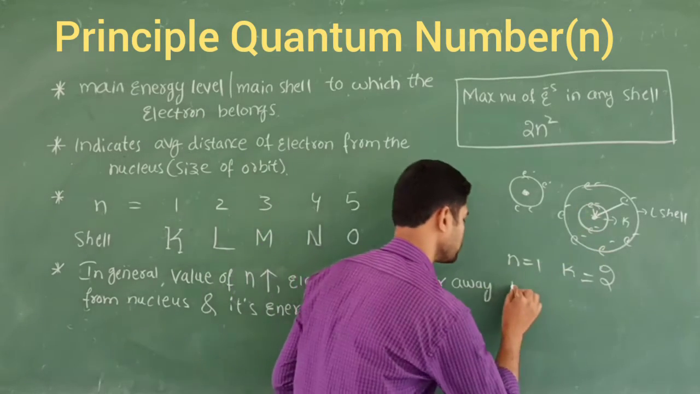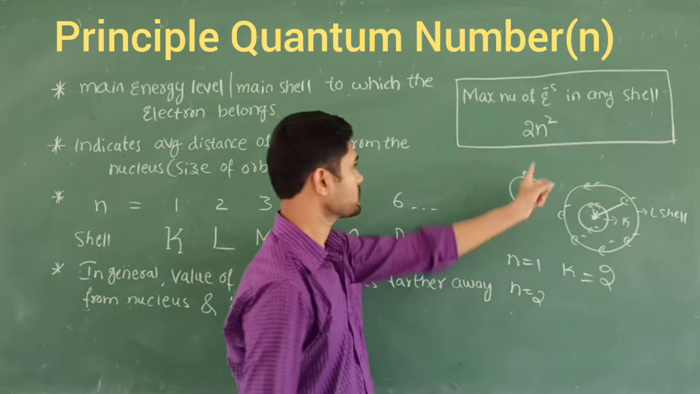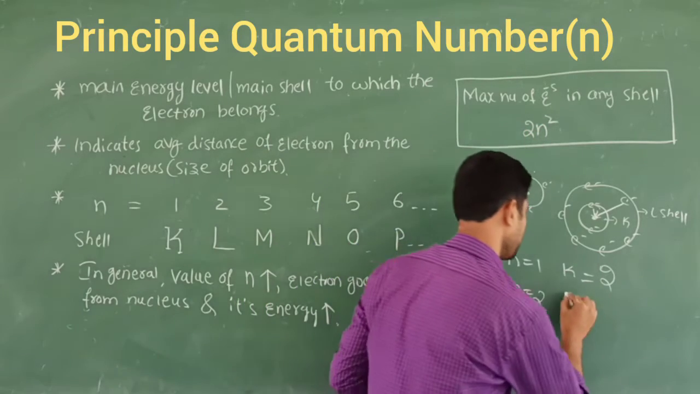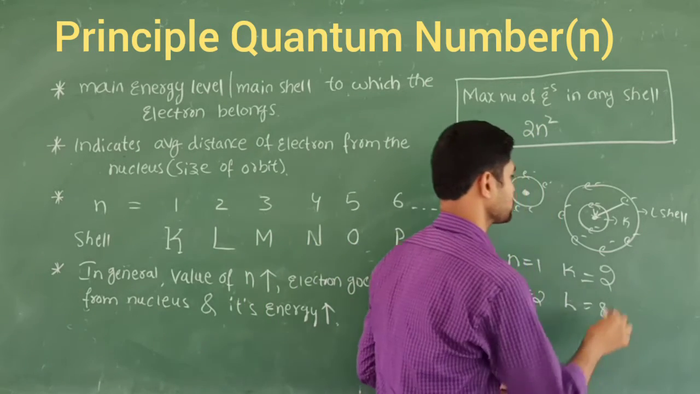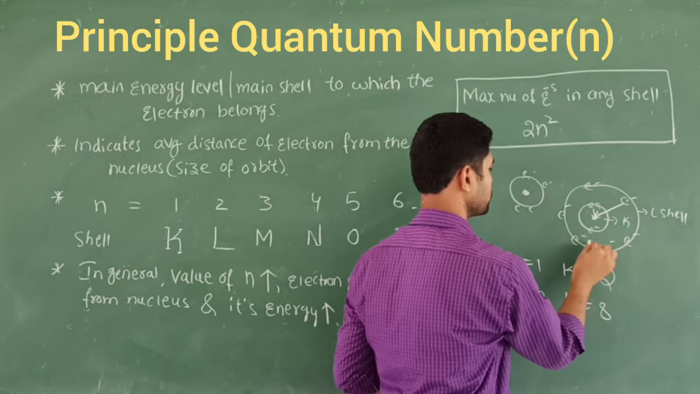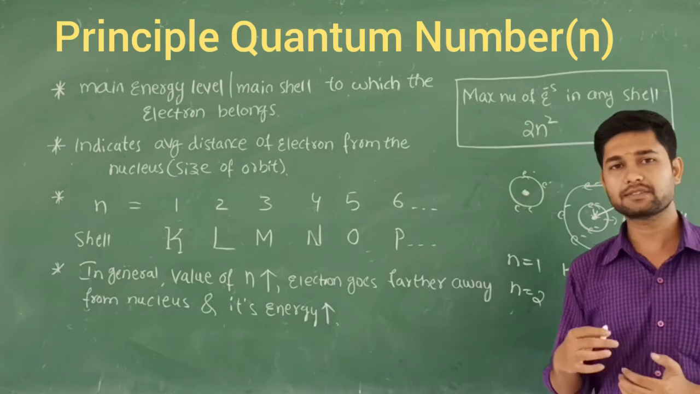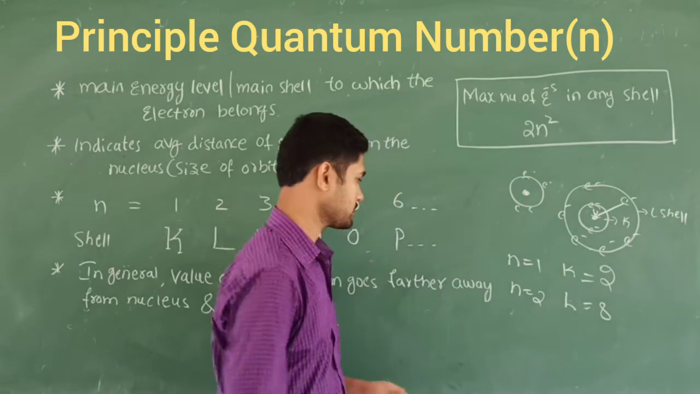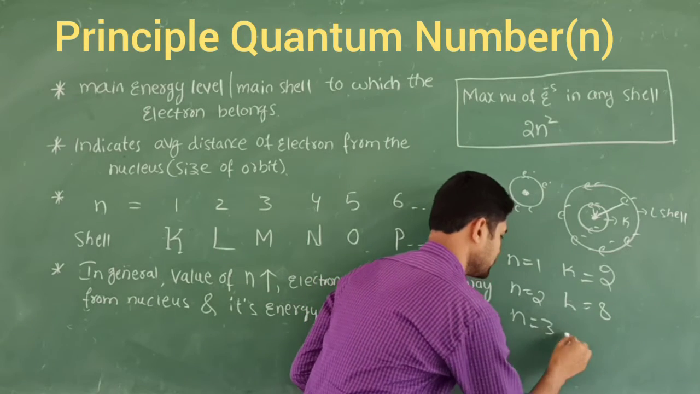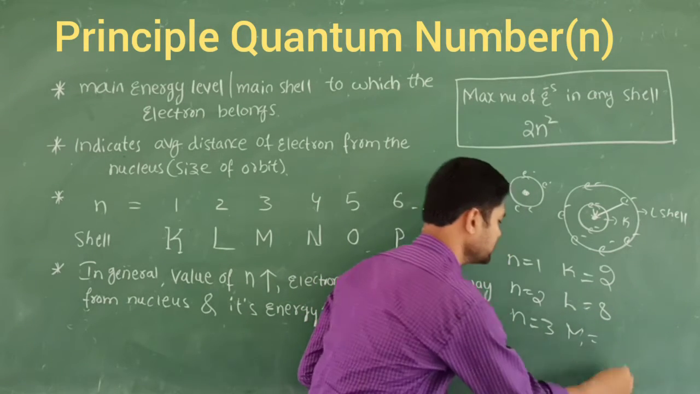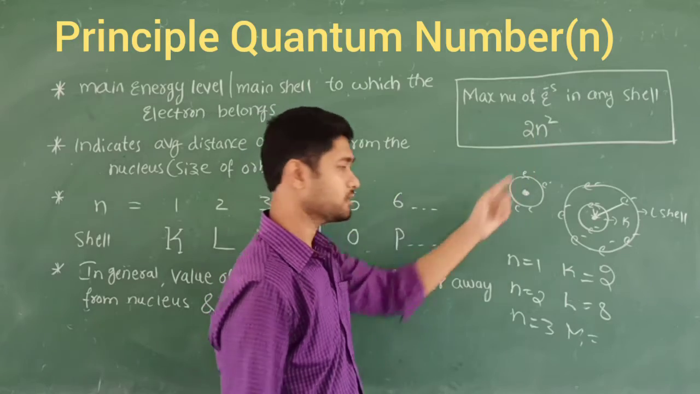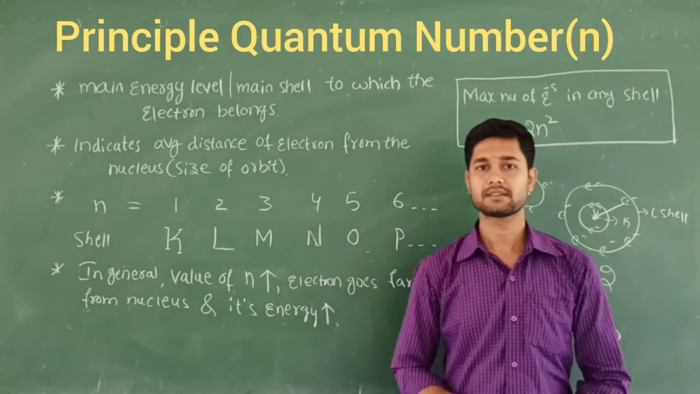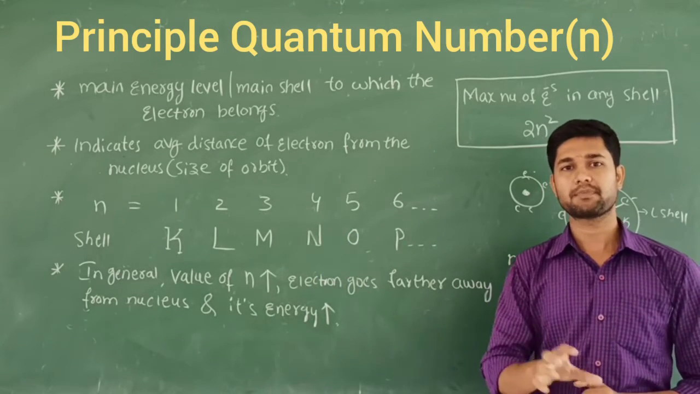If I take n equal to 2, substitute here, 2 square is 4, 4 into 2 is 8. The L shell contains 8 electrons: 1, 2, 3, 4, 5, 6, 7, 8. As the value of n increases, the number of electrons that can be accommodated also increases. Like this, n equal to 3 is called the next shell, the M shell. 3 square means 9, 9 times 2 is 18, so a maximum of 18 electrons can be placed in the M shell. So this is a brief concept of the principal quantum number.